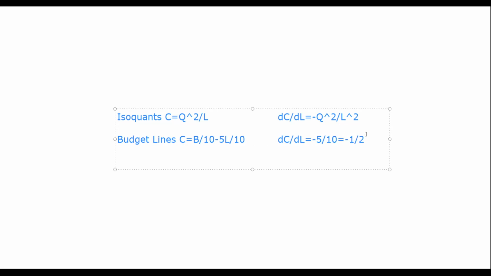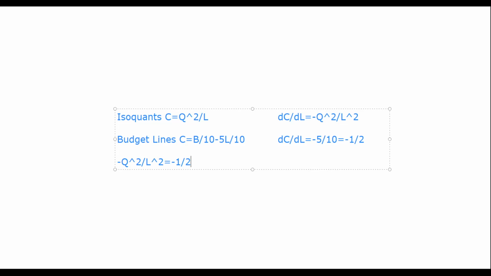So I say, wherever minus Q squared over L squared is equal to negative 1/2. That would be the equation of my expansion path.